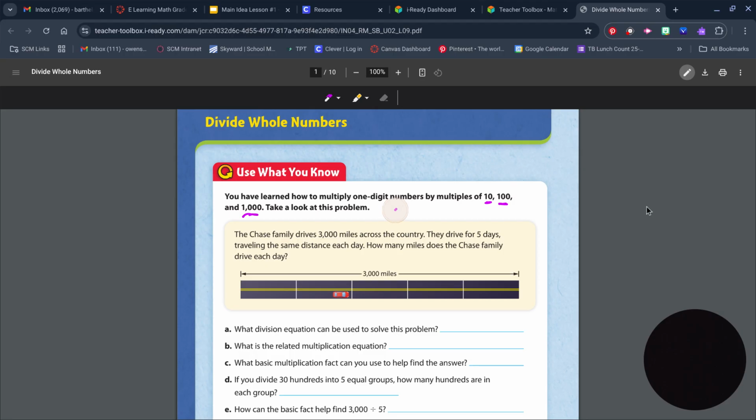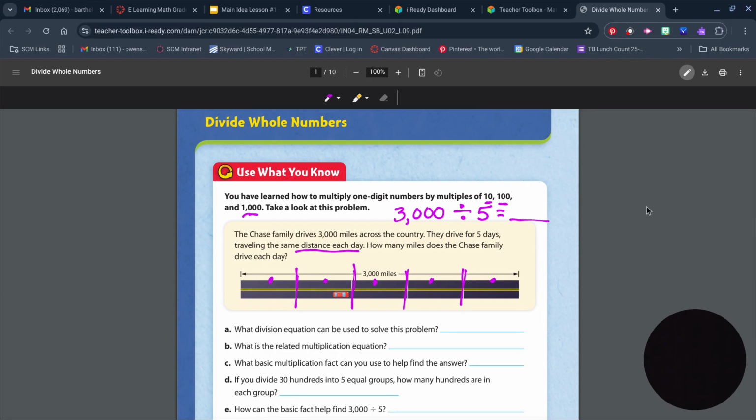So in other words, I'm going to think about this: 3,000 miles cut up into 5 days is how much would they drive in each day? So they're going to travel the same distance each day. So how many miles does the Chase family drive? And here's a picture showing you have 3,000 miles, and we have to cut it up equally into 5 groups. Cut up into. Remember that. Cut up into. So here's 1 group, 2, 3, 4, 5.